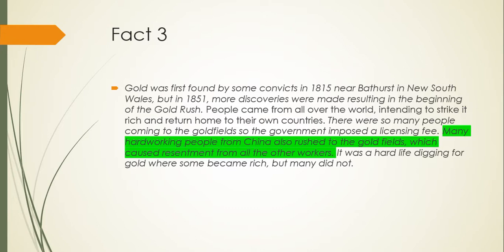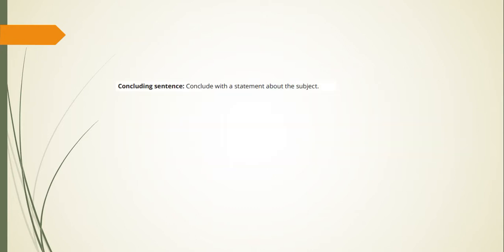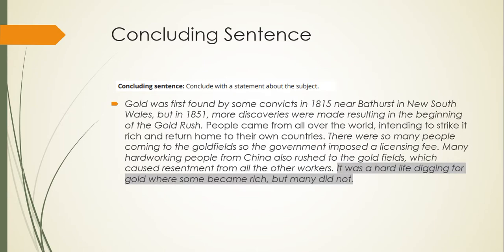All right, and so the ending of the paragraph is that we have a concluding sentence. We don't just leave it there. We have to round it up with something. And it concludes with a statement about the subject. So the concluding sentence is, "It was a hard life digging for gold, where some became rich, but many did not." Because it's an introduction, it is just rounding off. It's giving a little bit more information, but it's finishing it off there.